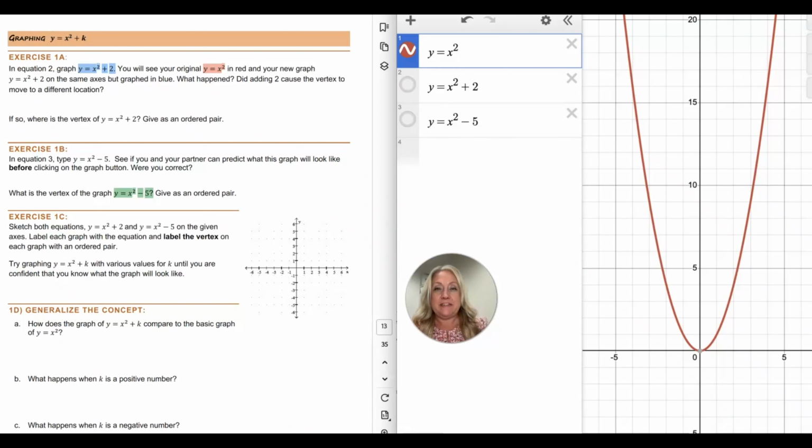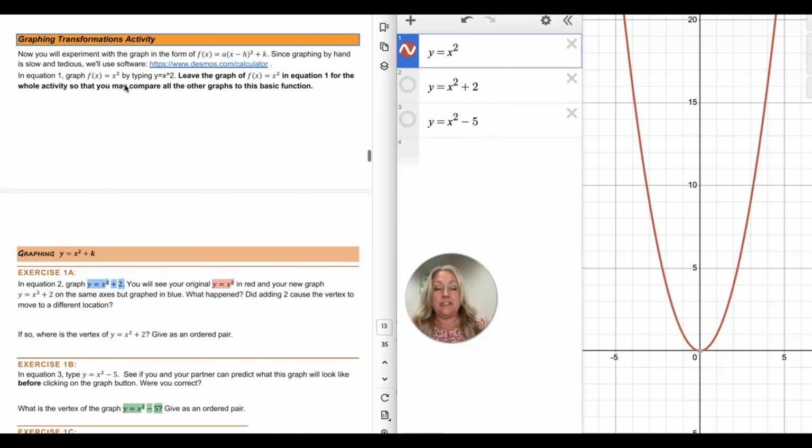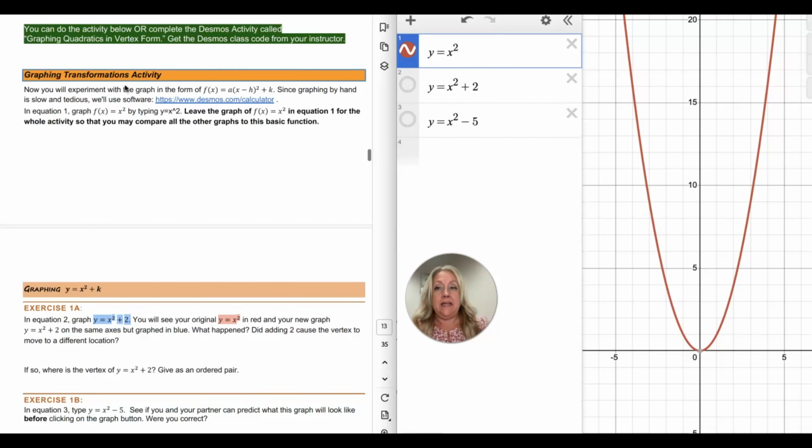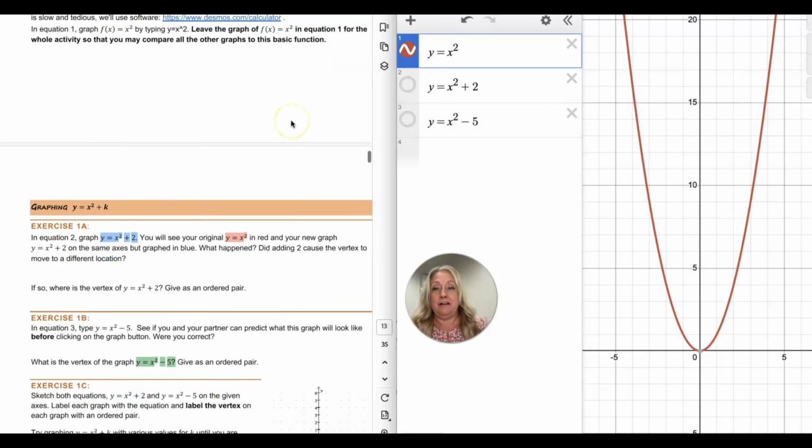Hello! Today we're going to be talking about section 3.3, which is quadratic equations in vertex form. Quadratic equations come in different forms, and today we'll focus on the vertex form. By doing this, we're going to be doing a little graphing transformation activity. If your instructor uses Desmos activities and has given you a code, you can go ahead and use that code on there.